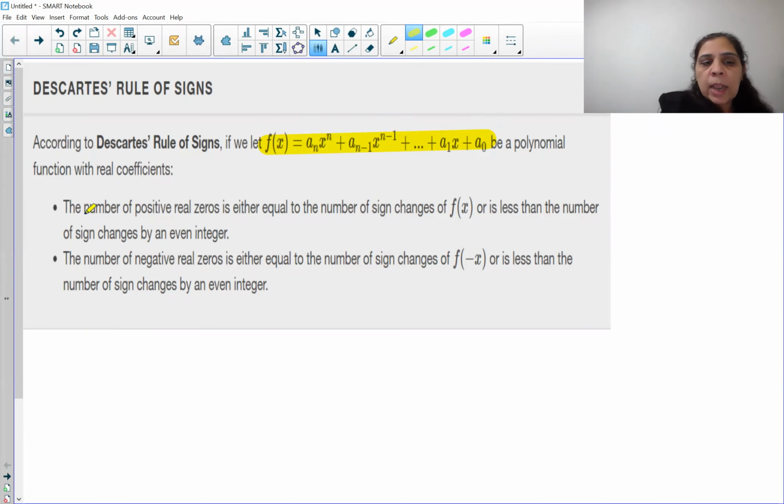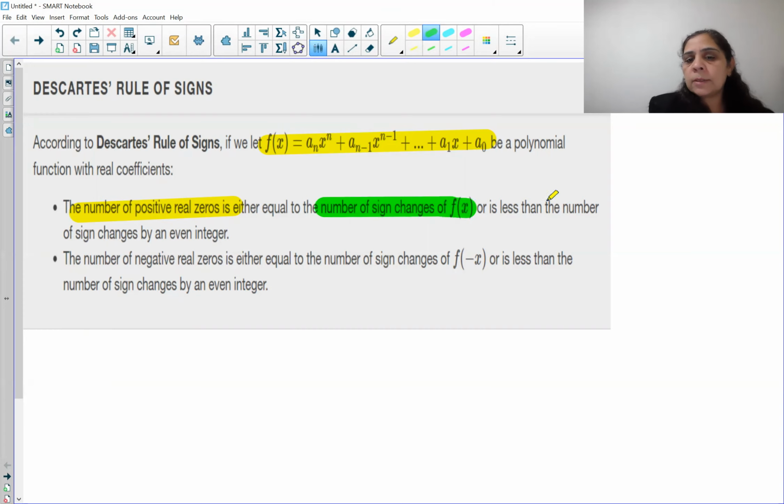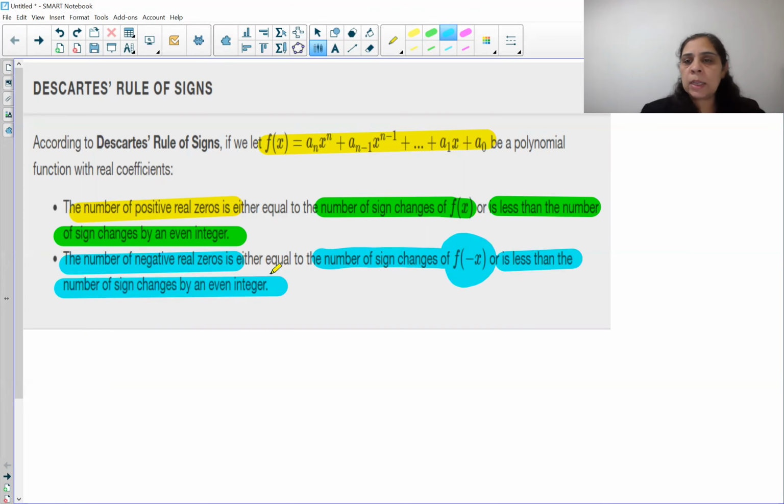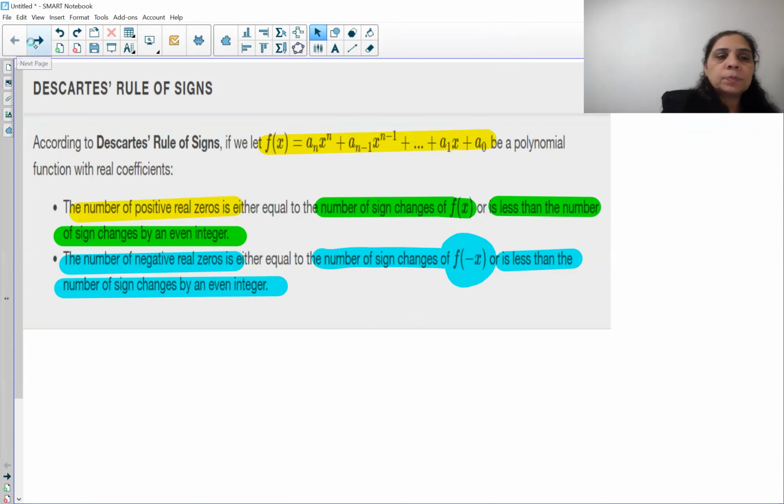Then we can check how many positive real zeros we will get by just checking the number of sign changes of f of x, or it is less than the number of sign changes by an even integer. Same thing for negative real zeros. Now we will check the number of sign changes of f of negative x, or it is less than the number of sign changes by an even integer. So now let's see by example.